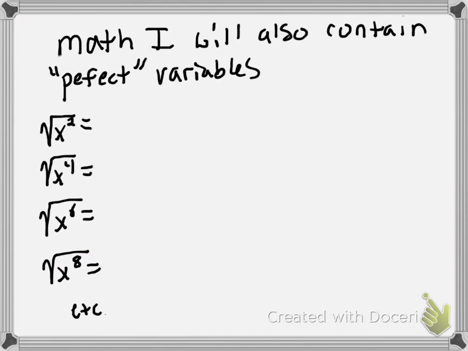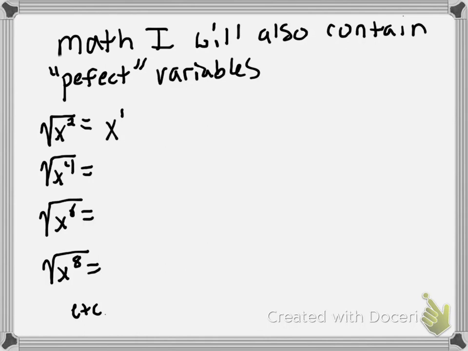Okay. Now, in Math 1, well, at least I should say, in middle school, you dealt with square roots of numbers. In Math 1, you're going to start dealing with variables. But, kind of like the numbers, you're going to be dealing with what I call perfect variables. When you take the square root of them, they come out to a really nice thing. So, the square root of x squared is actually just going to be an x to the first.